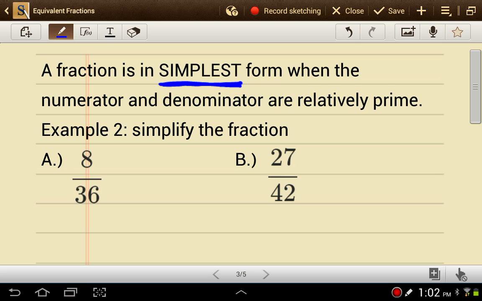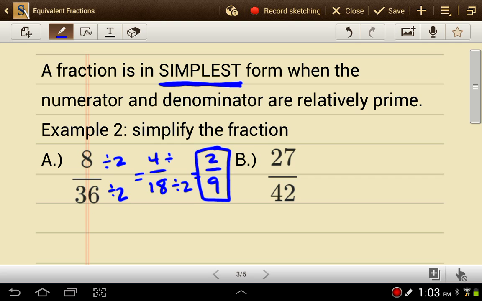So when I look at 8/36, I have to think, what number goes into 8 and 36? Well, I have 2. I could divide them both by 2. 8 divided by 2 is 4. 36 divided by 2 is 18. I check again. Looks like 2 goes into them again. So I'm going to divide by 2 again. When I divide by 2 again, I get 2/9. Now some of you might have been looking at this 8/36 and said, Mr. Gasson, 4 goes into both of them. Well, yeah, you could have divided by 4 the first time, and you would have gotten 2/9.